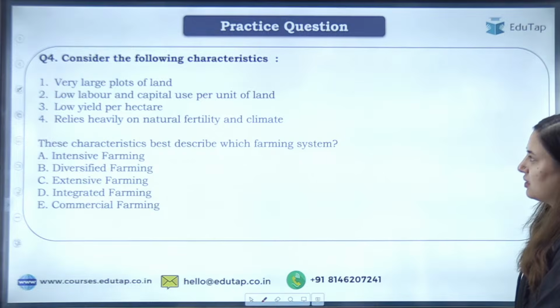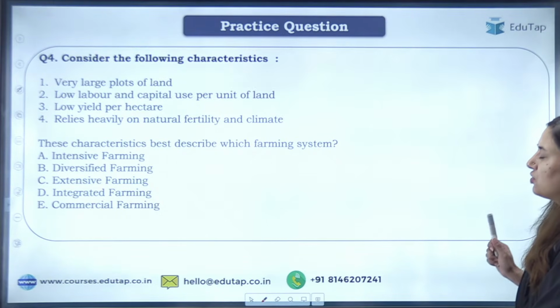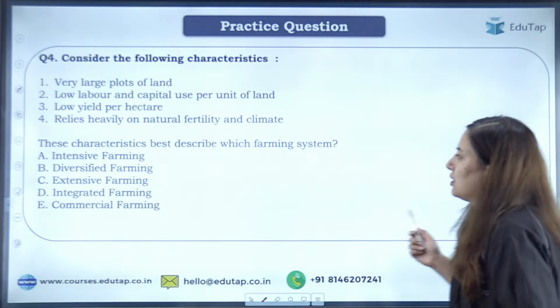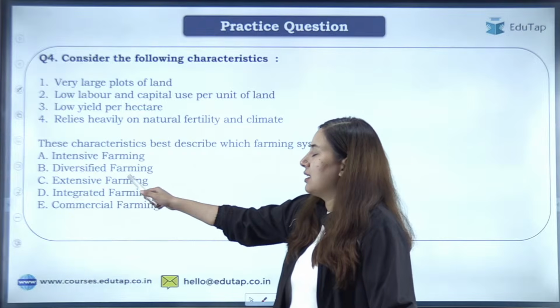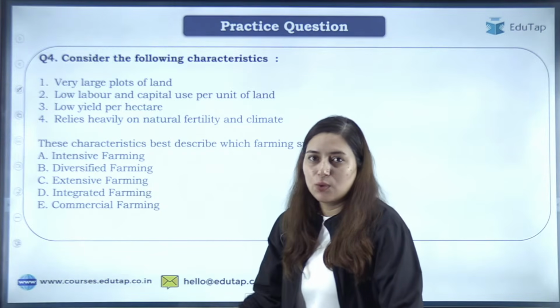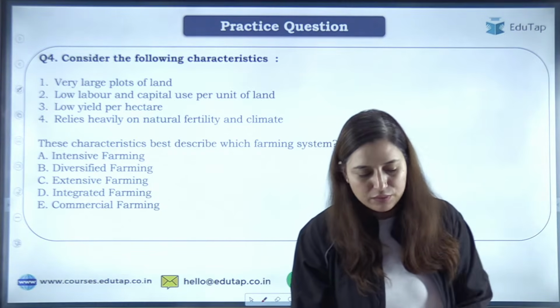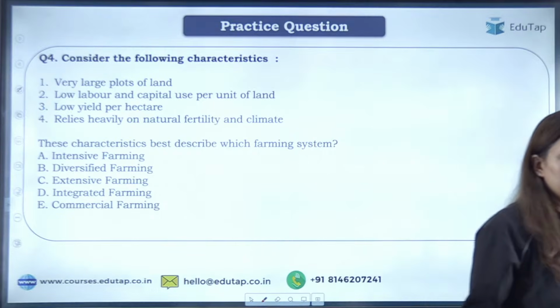Consider the following characteristics. Very large plot of land, low labor and capital use per unit of land, low yield per hectare, relies heavily on natural fertility and climate. So these characteristics best describe which of the farming systems? Intensive, diversified, extensive, integrated, commercial. Quickly give me the answer, right? What will be the answer for this question? Please let me know.